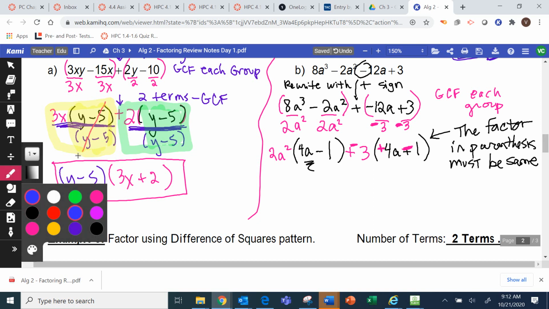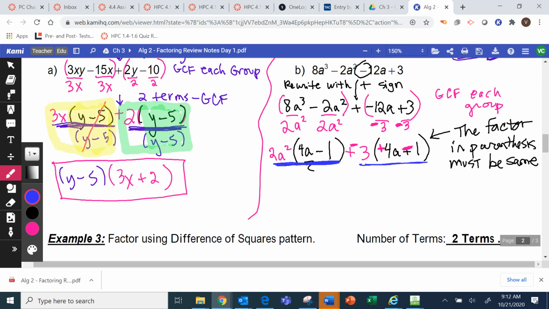All right, and then we have to look at these as one big term, and then this over here as one big term. And what am I going to factor out of both of these terms? What will I factor out of both of these terms? 4a minus 1. That's what I'm going to take out.